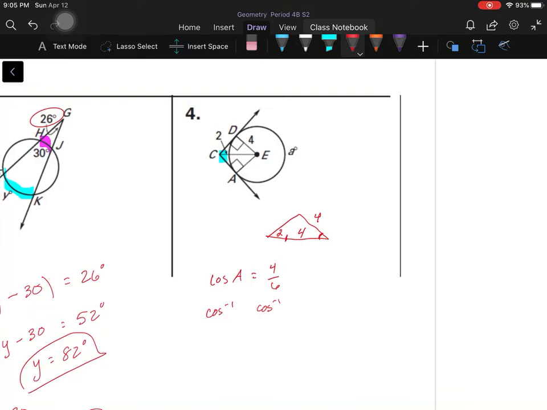So I go to my calculator real quick. Cosine inverse of 4 divided by 6.